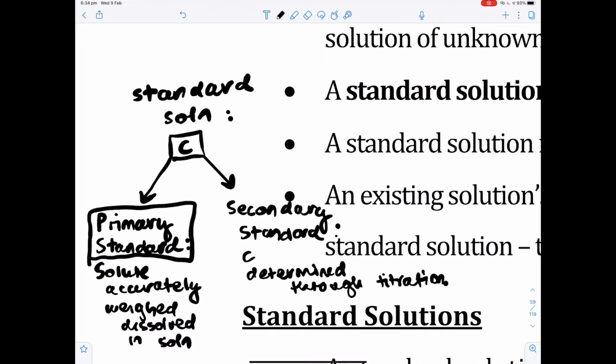There are only very specific compounds in nature that can just be weighed, dissolved, and made into a concentration. Most things in nature will react with the air, will give off fumes and lose mass, will be too small that you have percentage errors in weighing, and so you must go down this pathway, which is titration.